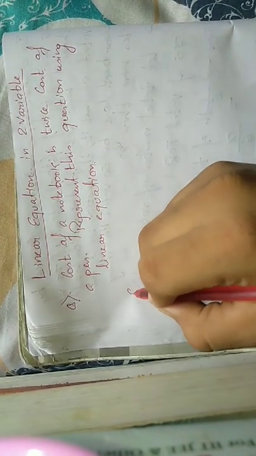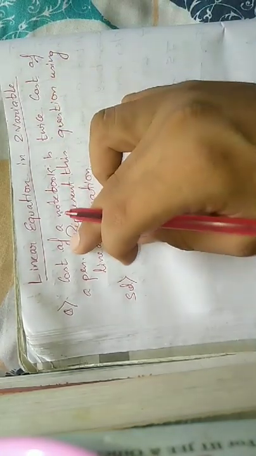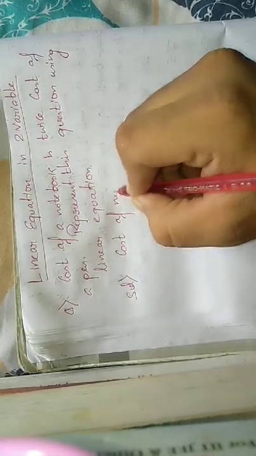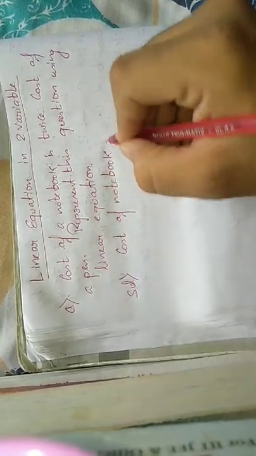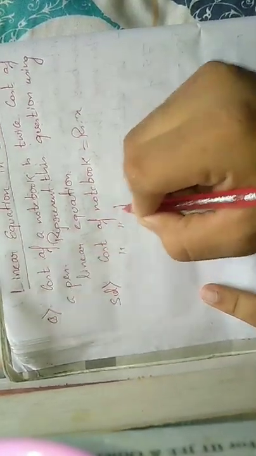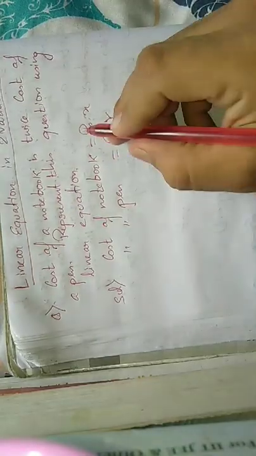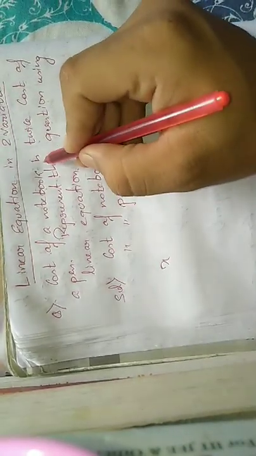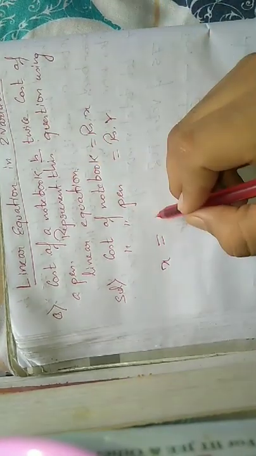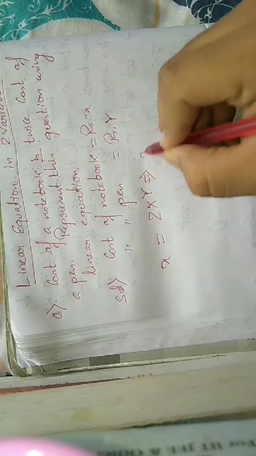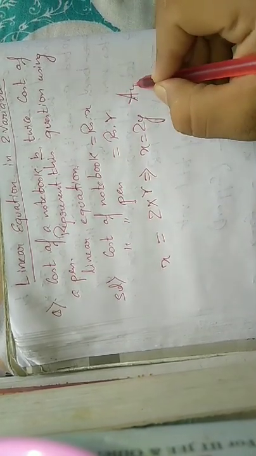Okay, so the answer will be: let the cost of a notebook be rupees x, and the cost of a pen be rupees y. So according to the statement, the cost of a notebook, x, is equal to twice, meaning 2 multiplied by, the cost of a pen. The cost of a pen is y, which implies that x equals 2y is the answer. That's it.